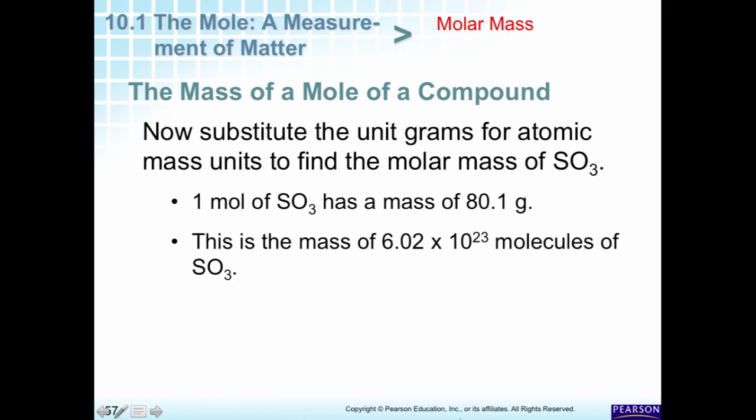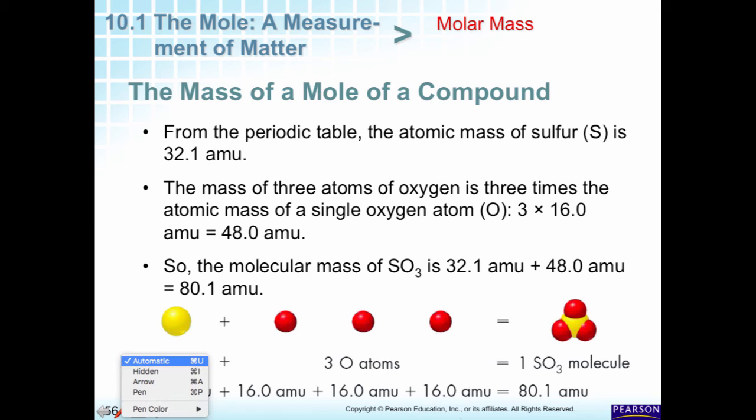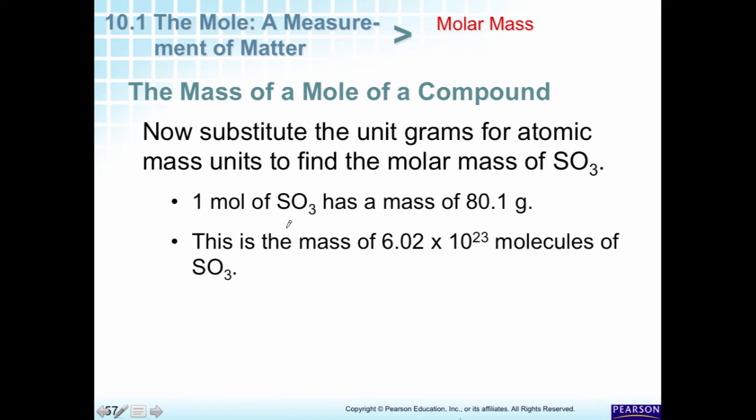Now, if we had 1 mole of SO3, all we have to say is, instead of AMUs, and this is the important part, that's AMUs. Okay, let's go to the next one. All right, we have 1 mole. Since we have 1 mole, we use grams, we use the same number. And 1 mole is 6.02 times 10 to the 23, so it has that many molecules and that mass.